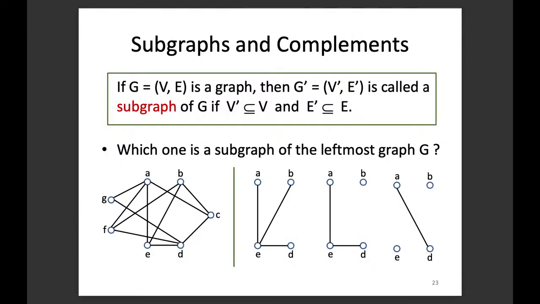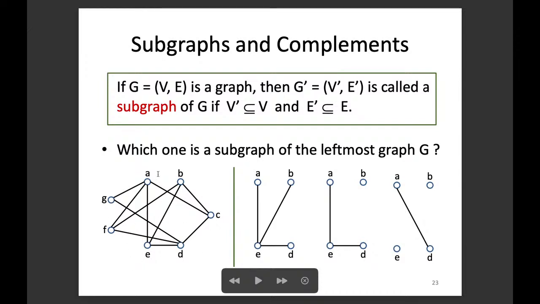Okay, we next introduce a concept called subgraph. So a graph is a big one. A subgraph is something where we are choosing some vertices and some edges from this graph. Then this will be called a subgraph.